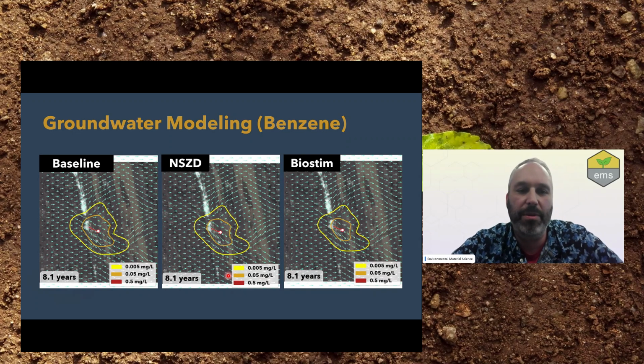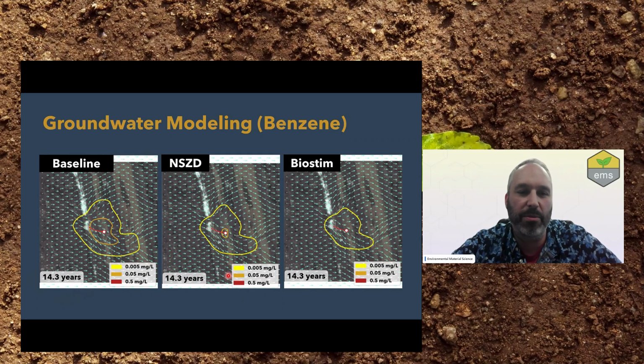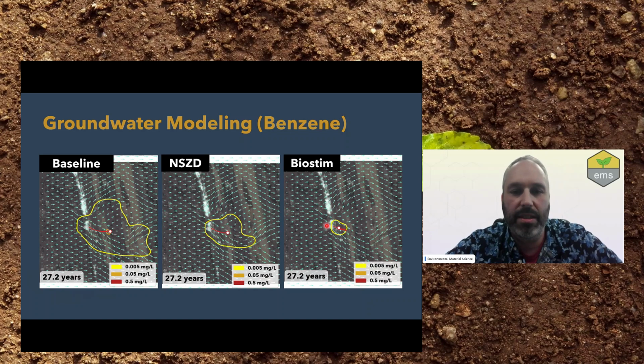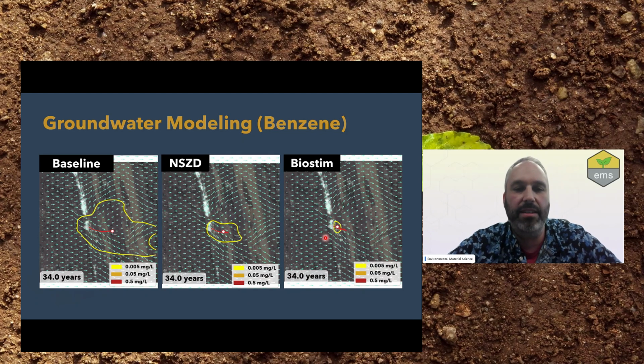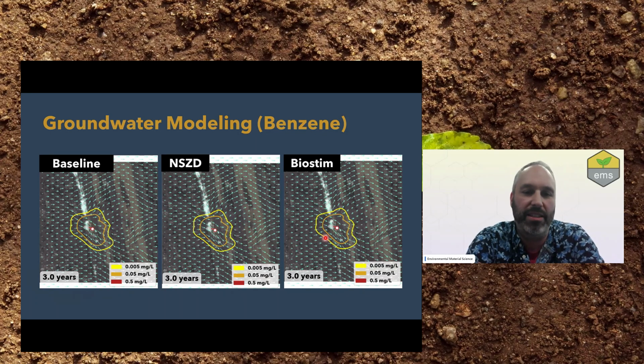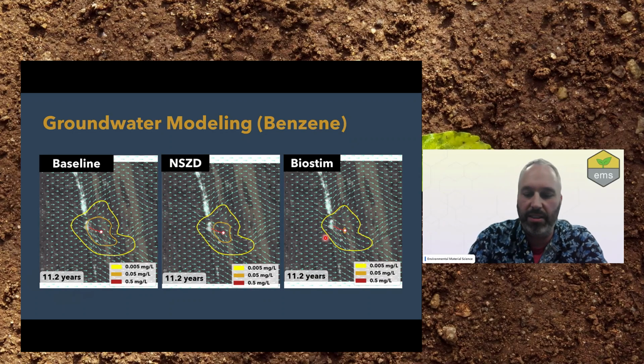With NSZD incorporating that depletion parameter, it's still growing, but it reaches an inflection point where the plume actually starts shrinking. And biostim, this is a site where we did measure it. This is a nice success story where it actually is very effective, and that plume shrinks a lot quicker.